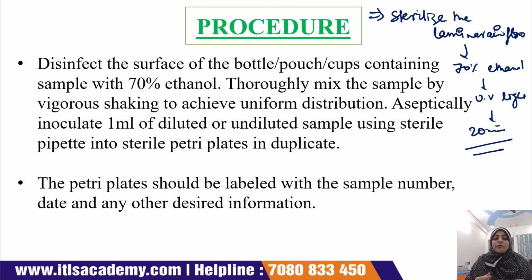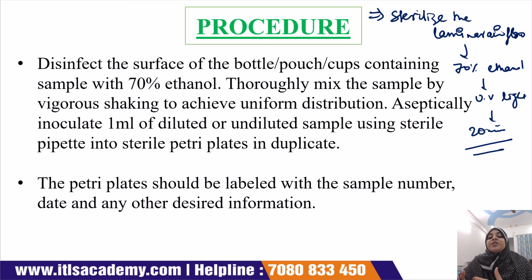Now, what we have to do? First of all, we have to disinfect or sterilize the surface on which our sample is present, either it is a bottle, pouch, cup, or anything, with the help of 70% ethanol. After that, we mix it properly, like we shake it vigorously so that it will achieve a uniform distribution. After that, we perform a serial dilution.